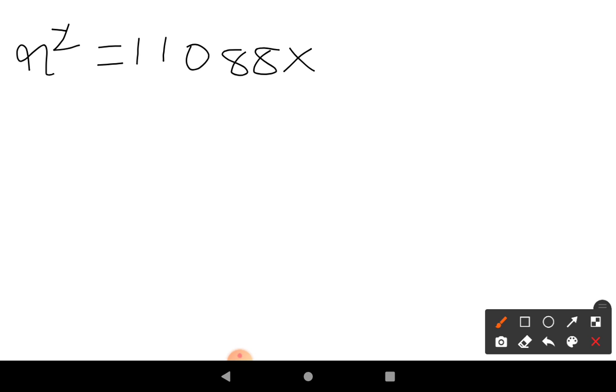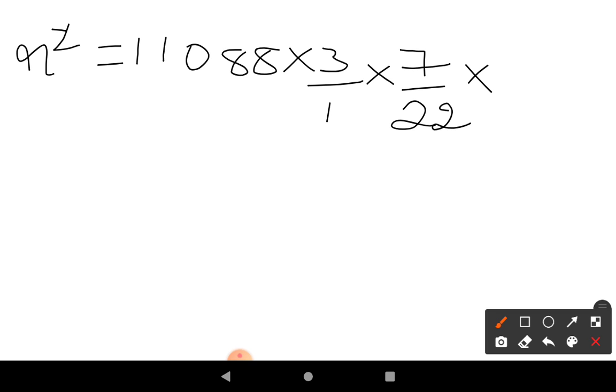Now I'll leave this r here. r square is equal to, I'll take everything to that side. First 11088 into, the first one, 1 by 3, becomes 3 by 1, and the next one, 22 by 7, becomes 7 by 22, and the next one, the height 24, can be written as 1 by 24, right?